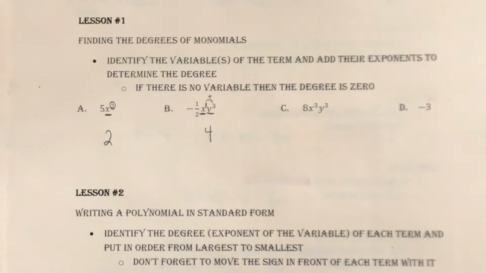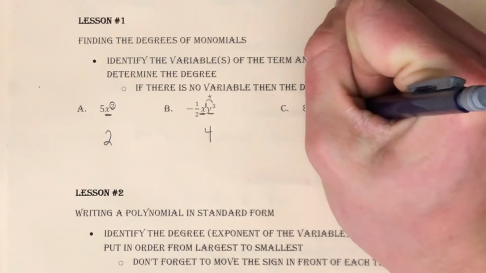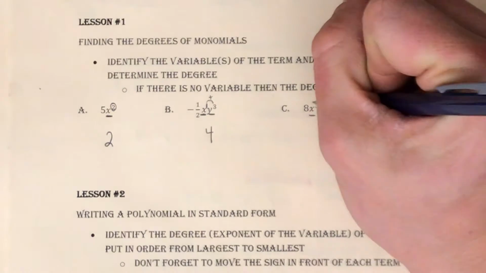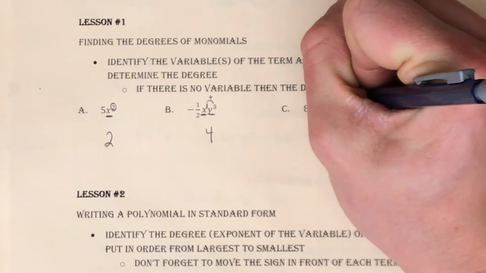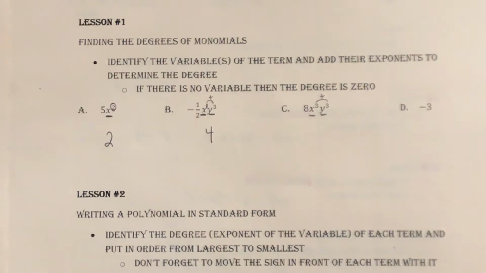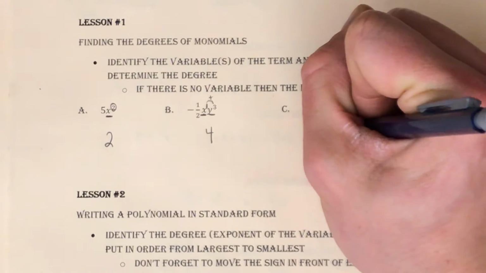All right, well, using that information we just talked about on A and B, I'd encourage you to try example C on your own, then check your answer with mine. So example C says 8x to the third, y to the third. You probably noticed that there is an x variable and a y variable, so we need to add their exponents to determine the degree. Well, the exponent of x is 3 and the exponent of y is 3, so we are going to add those, and we determine that 3 plus 3 is 6, so the degree of this monomial is 6.